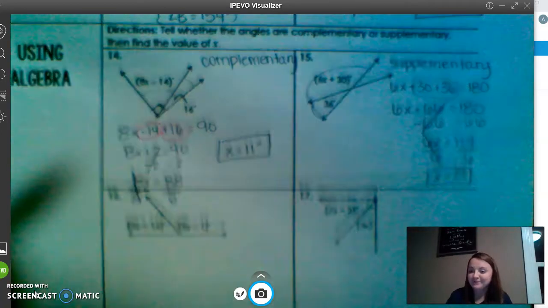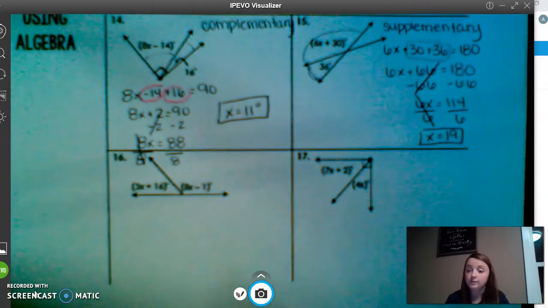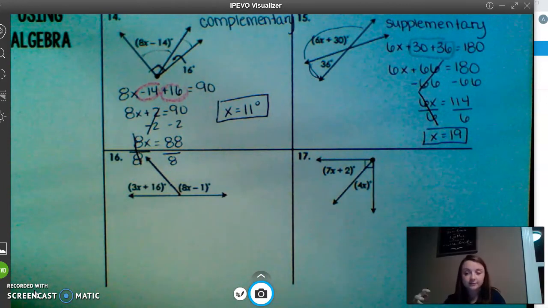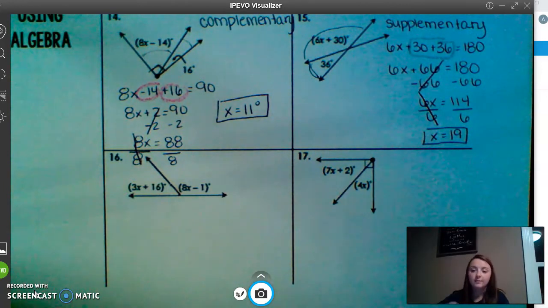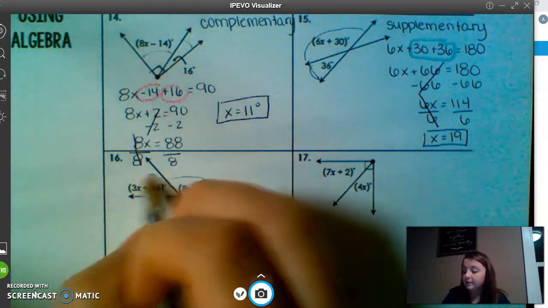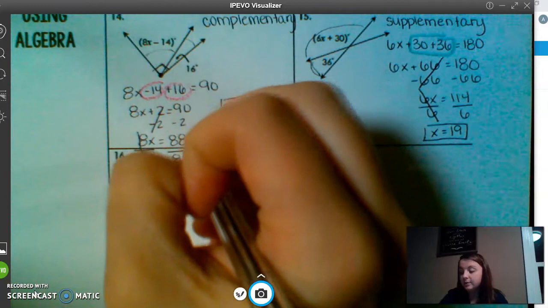More examples. So number 16. If you want to, I would think it'd be a great idea to try number 16 right now. Pause, then come back and see if you did it right or where you messed up. It would be a great thing to do right now. But if I add together these two angles, they make 180. So that means they're supplementary.